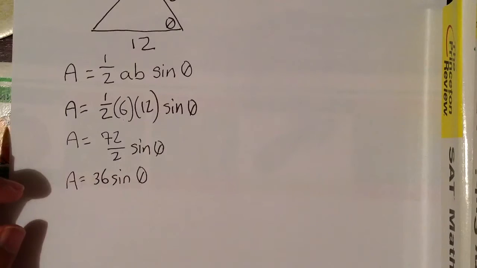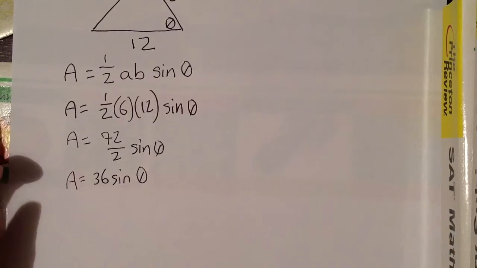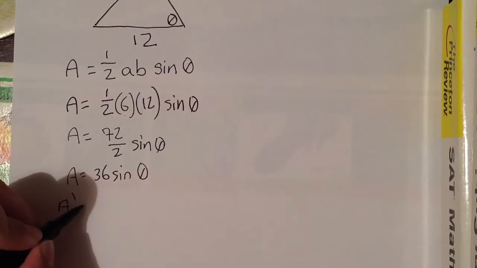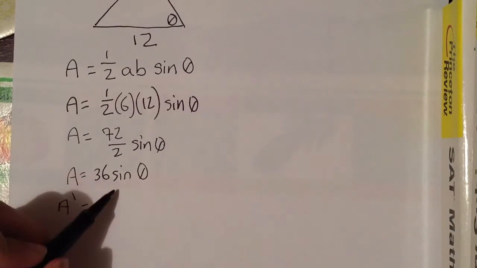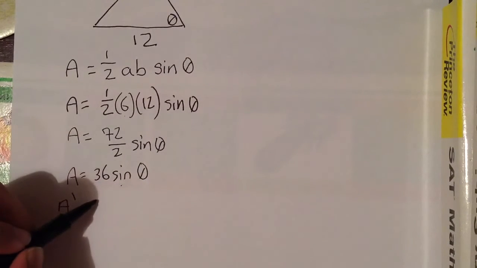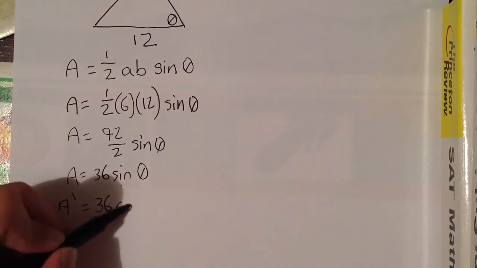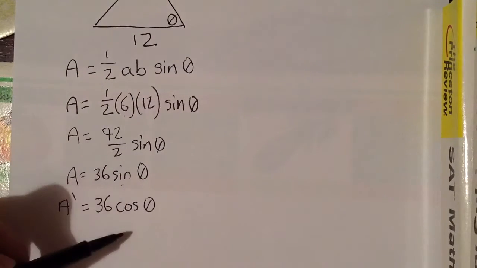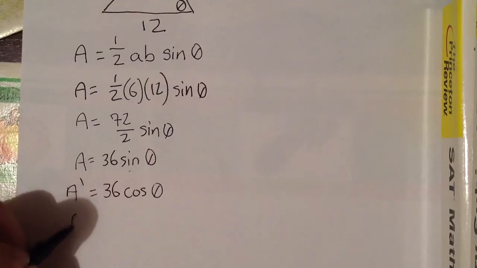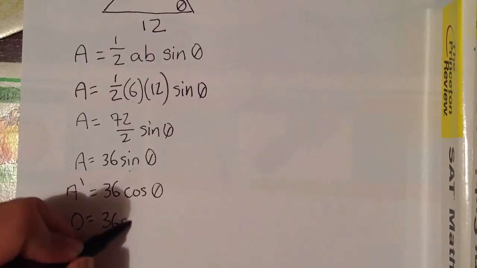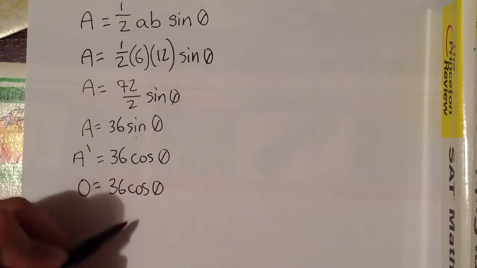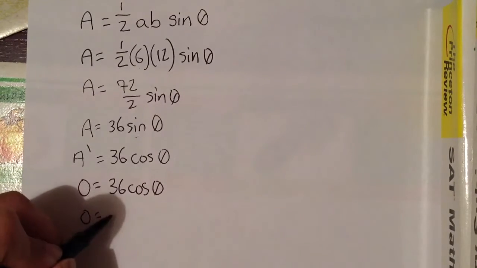Okay, so we have our equation. Now we're ready to take the derivative. So the derivative of A would be, what's the derivative of sine? It would just be cos. So we get 36 cos theta. So that's the derivative. Now we have to set it equal to 0. So 0 equals 36 cos theta. And we solve for cos theta. So it'll still equal 0.